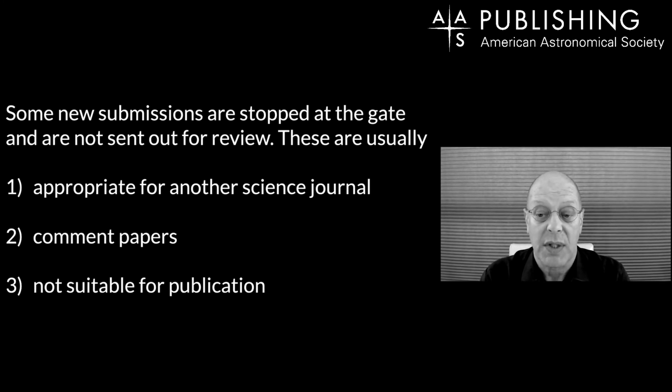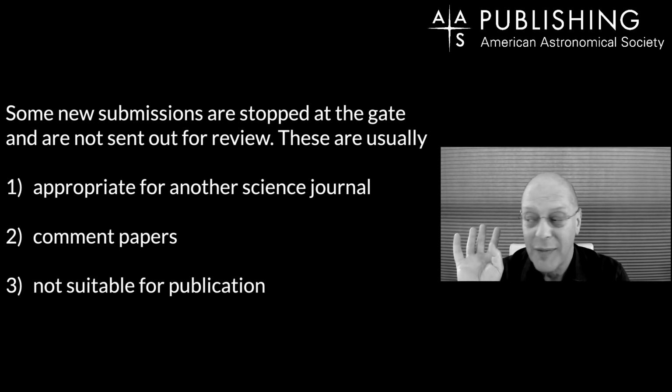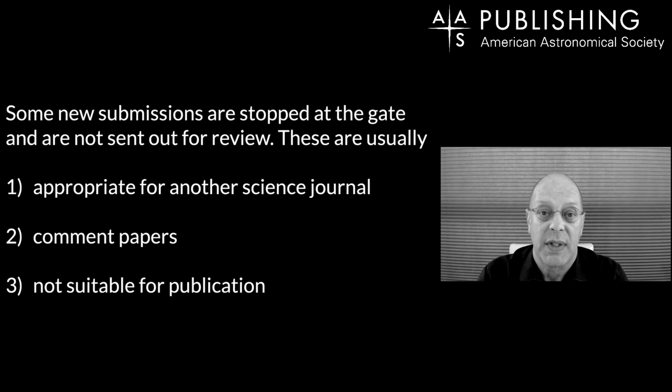Some new submissions are stopped at the gate, and they are not sent out for peer review, and these usually fall into 3 categories. One, it might be a perfectly fine science article, but it's not under the scope of the AAS Journals, which is significant new results applied directly to astrophysical systems. So just to give an example of what that means, and I don't mean to pick on any particular field, I'm just mentioning some that I do see. And these would be what would be purely plasma physics papers.